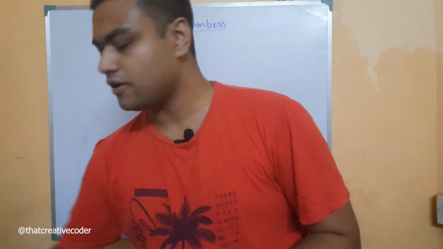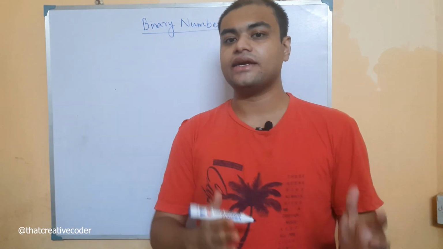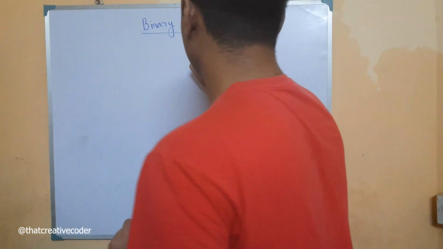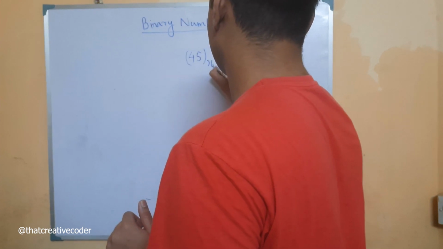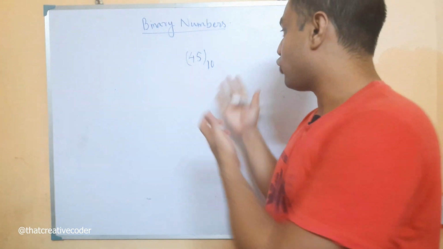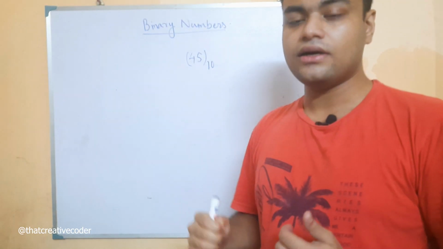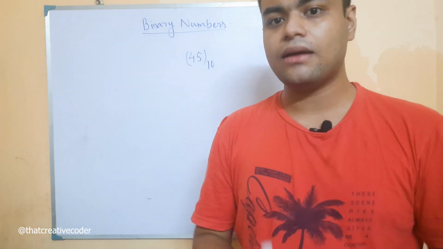binary numbers. First, we will see how to convert a decimal number to a binary number. So let's say a decimal number we have 45. Let's take the example of 45. This is the decimal number. Now, how will you understand that the number which I have written is a decimal number or not?